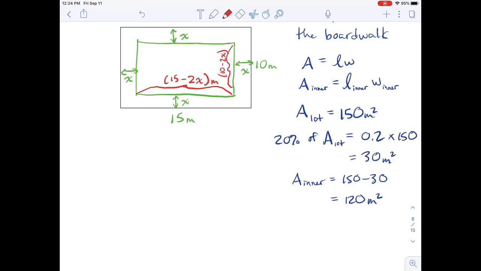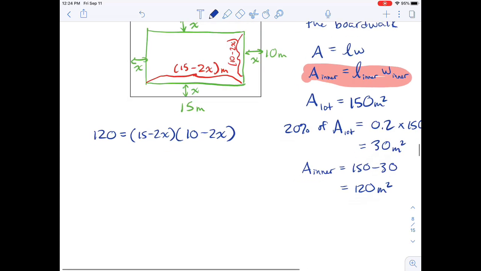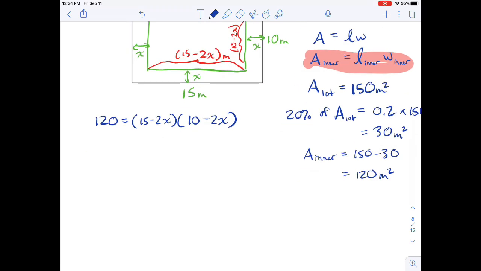So let's use the equation that we defined before, this one in general, and let's set it up. I'll use the space that I have here. When I say 120, then, that inner area must be equal to the inner length, which is 15 minus 2x, times the inner width, which was 10 minus 2x. And once again, you can see we end up with a very similar situation to what we had before. So it is a quadratic equation. We just need to expand it out and get it into standard form so that we can use the quadratic formula for it. So I'll do a quick expansion to help you out and get you on the right track.